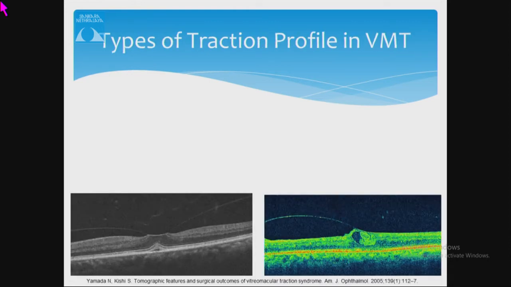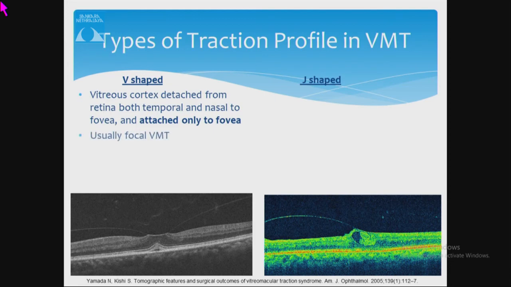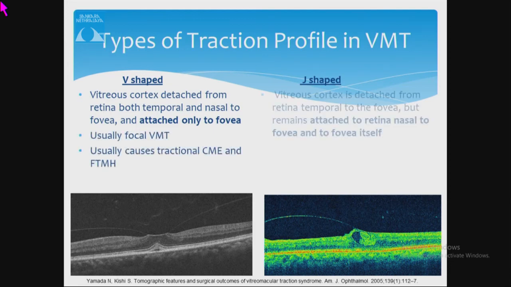Generally, there are two types of traction profile explained in VMT, the V-shaped and the J-shaped. In V-shaped, the vitreous cortex is detached from the retina, both temporal and nasal to the fovea, and attached only to the fovea. We can see here that it is attached only at the central foveal point. While in the J-shape, the vitreous cortex is detached from the retina temporal to the fovea, but remains attached to the retina nasal to the fovea and to the fovea itself.